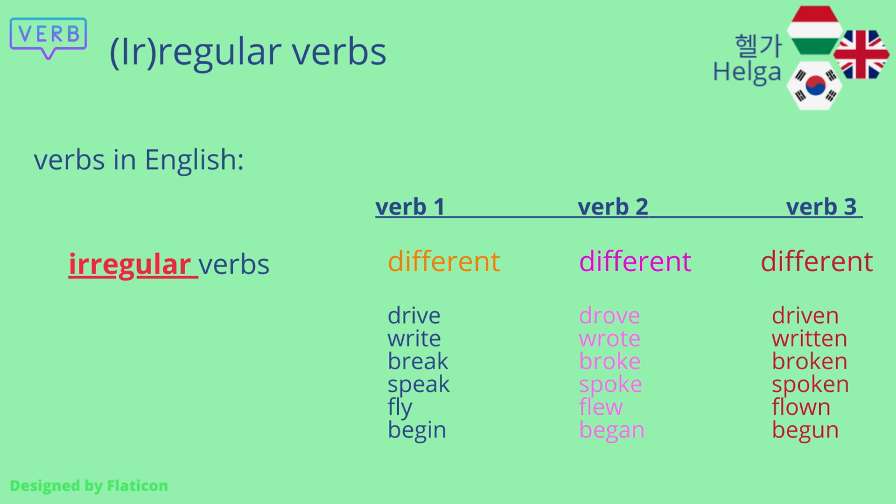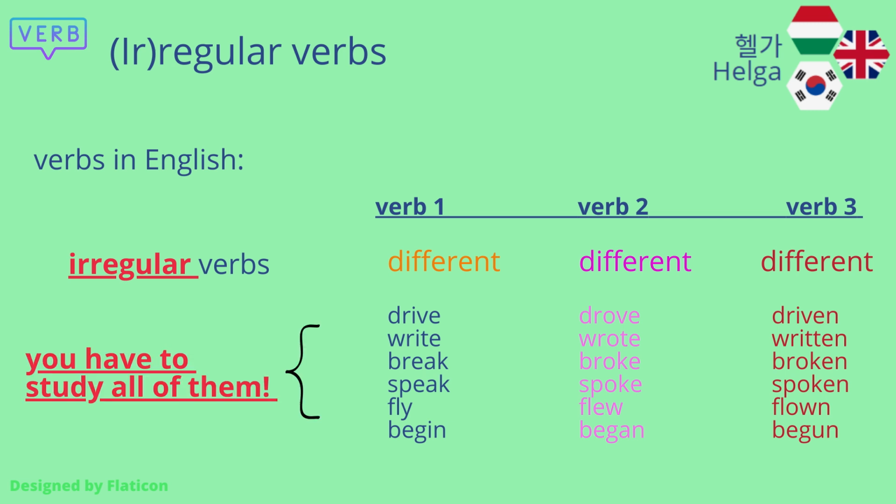When you study English, they are very important. Regular and irregular verbs, verb 1, verb 2, and verb 3 are very, very important. You have to understand. And you have to study all of them.